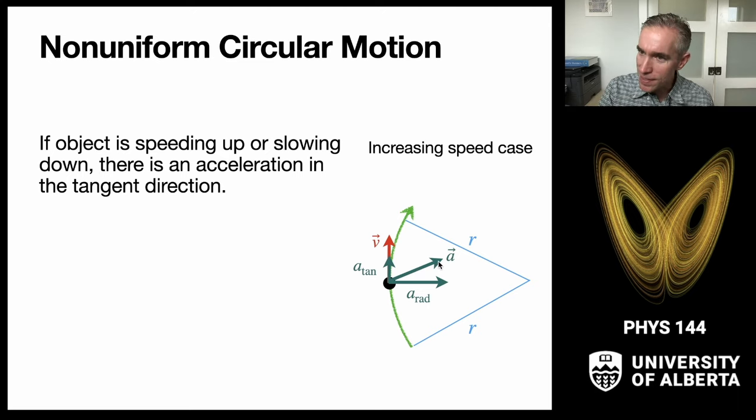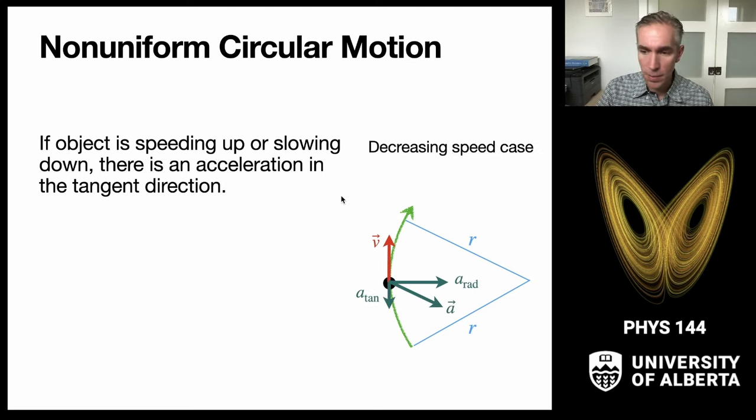It's increasing in speed. There's a component that keeps it on the circle, and then there's a component that sort of moves it towards faster speeds. Similarly, if it's decreasing, the acceleration vector is pointing backwards with respect to the trajectory. There's a tangential component that's slowing it down, and a centripetal component that is driving it towards the center of the circle. So this is the case where the particle will be slowing down in terms of speed.